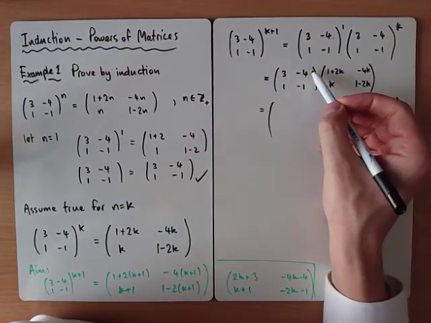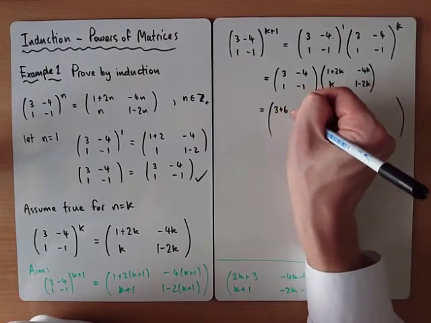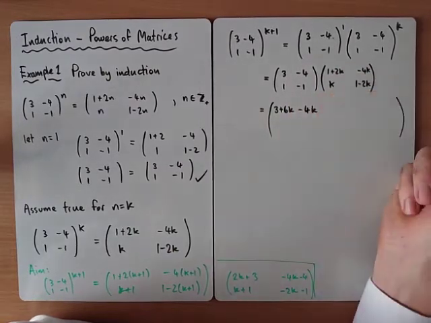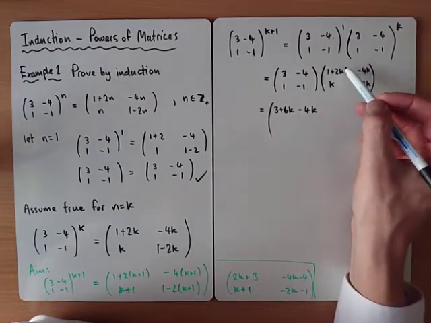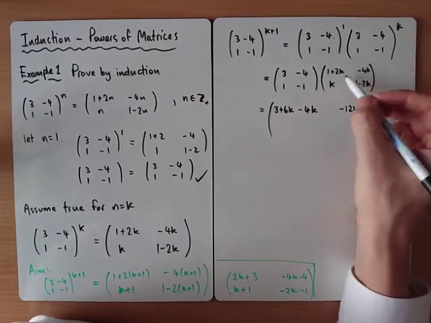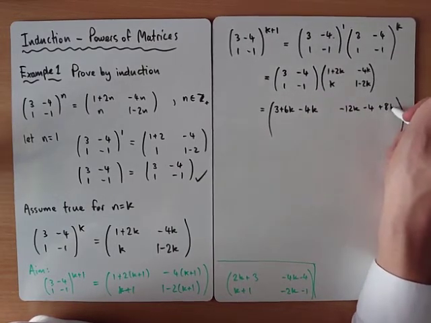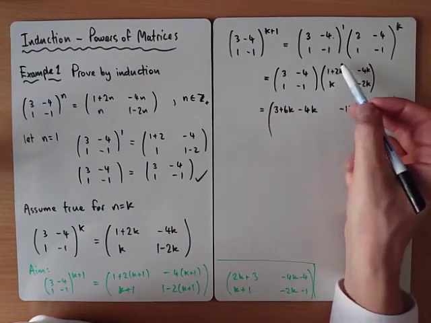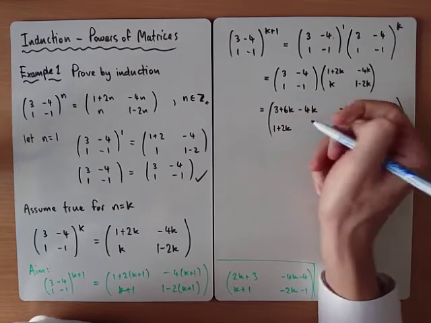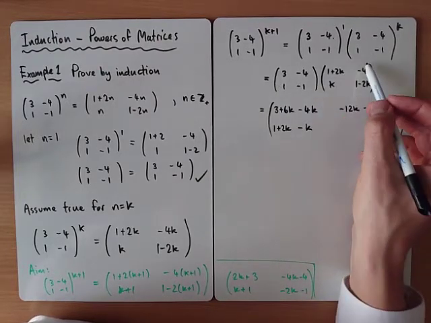Remember, when you multiply matrices, multiply rows by columns. So 3 times this, minus 4 times this. First row, second column, minus 12k. Be careful with your negatives. Minus 4 plus 8k. Second row, first column, 1 plus 2k, minus k. And then second row, second column.